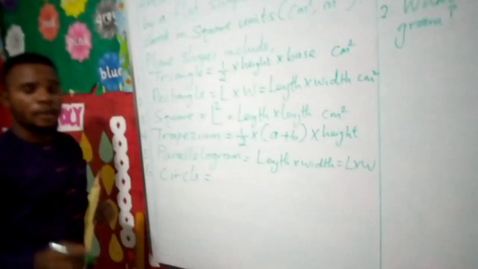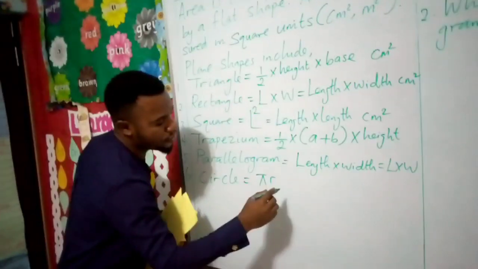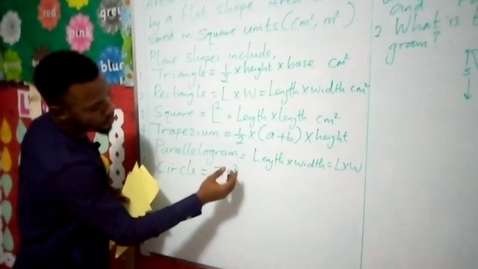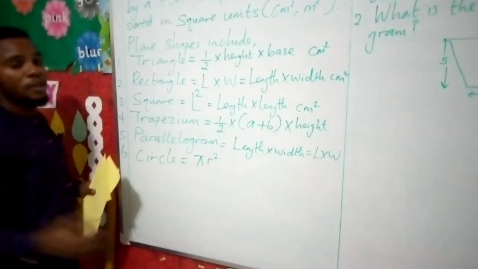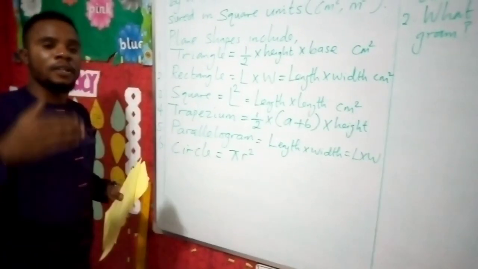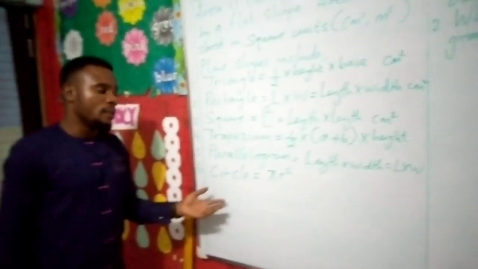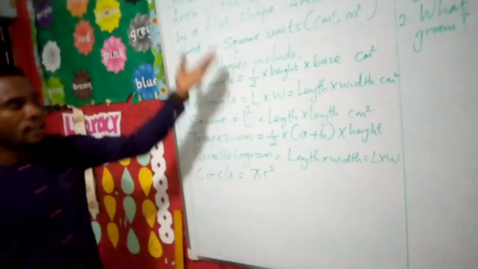And our circle, which is round in shape, has a constant called pi, and the radius squared. When you have two radii, you call it radii. You don't call it radiuses, it's called radii. So now with this, we can calculate the area of any plane shape. The area of this is this, the area of this is this, and likewise the others. Now let's look at this example.